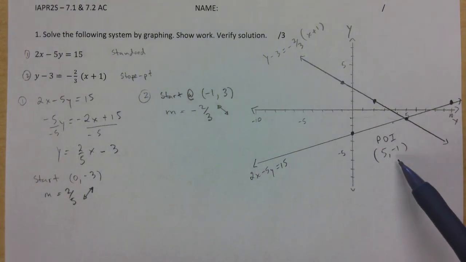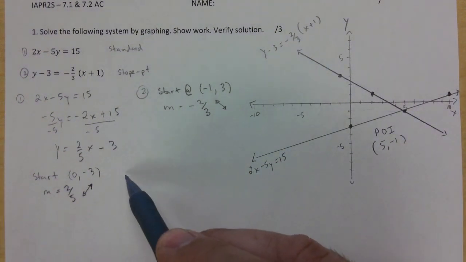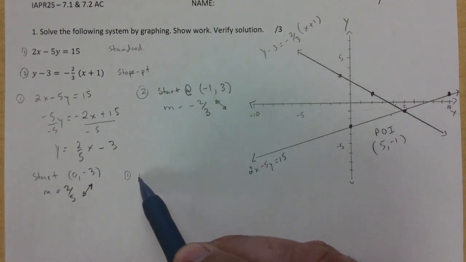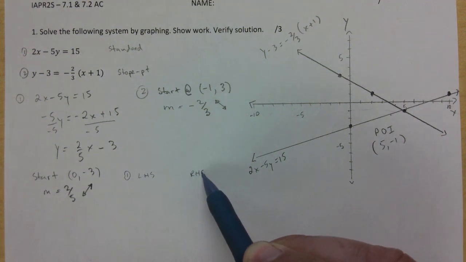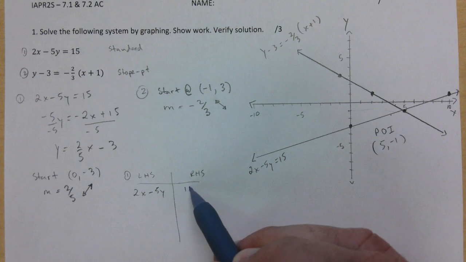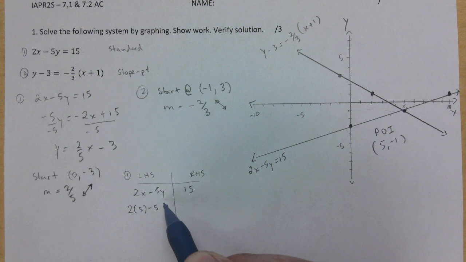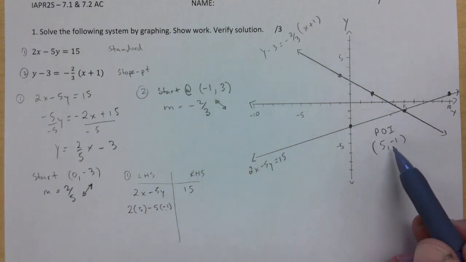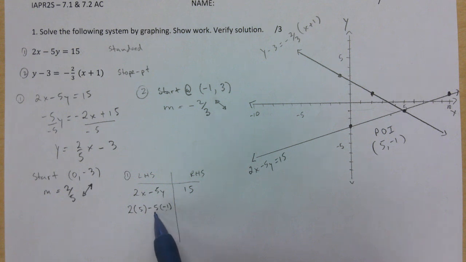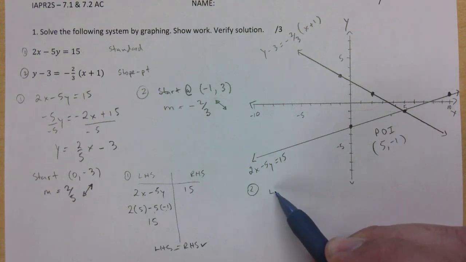So, okay, (5, -1), is that it though, right? So we're going to check wherever you have room, right? So for 1, you have left-hand side, right-hand side. So the first one is 2x minus 5y is equal to 15. You plug in the values, 2 times 5 minus 5 times -1, right? Make sure that negative comes in here and there's a double negative. So it's actually 10 plus 5, so that's 15. Left-hand side is equal to right-hand side. That's good.